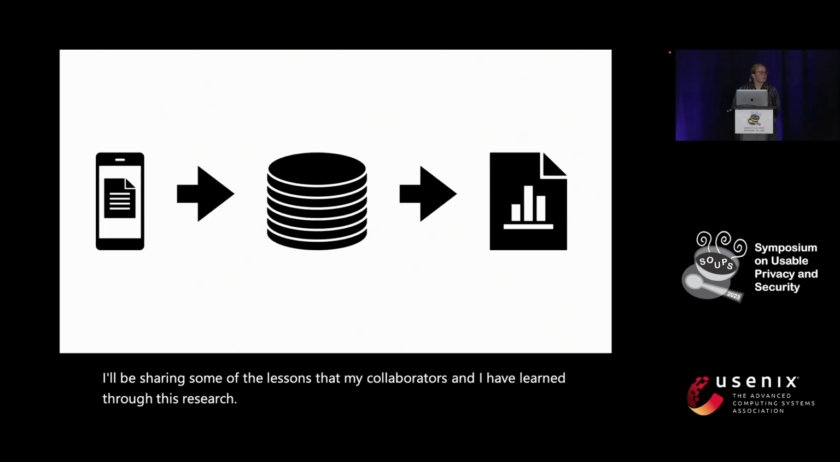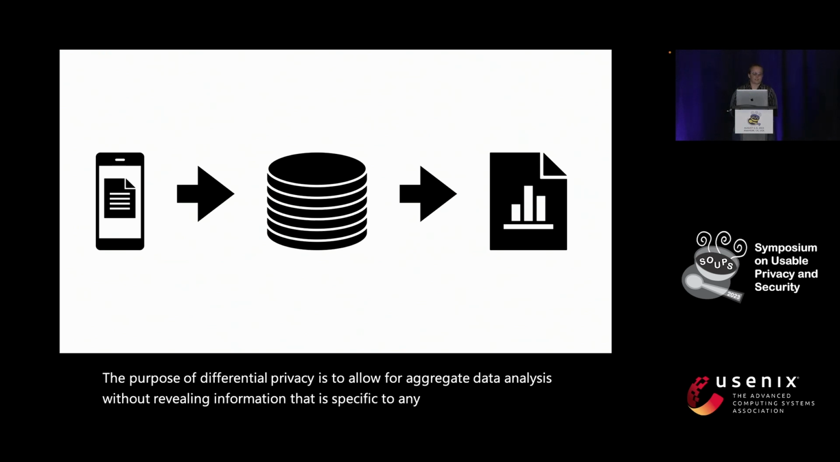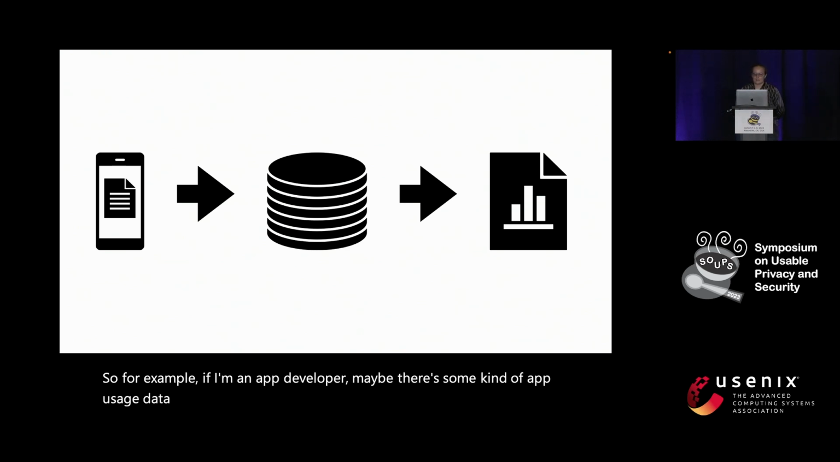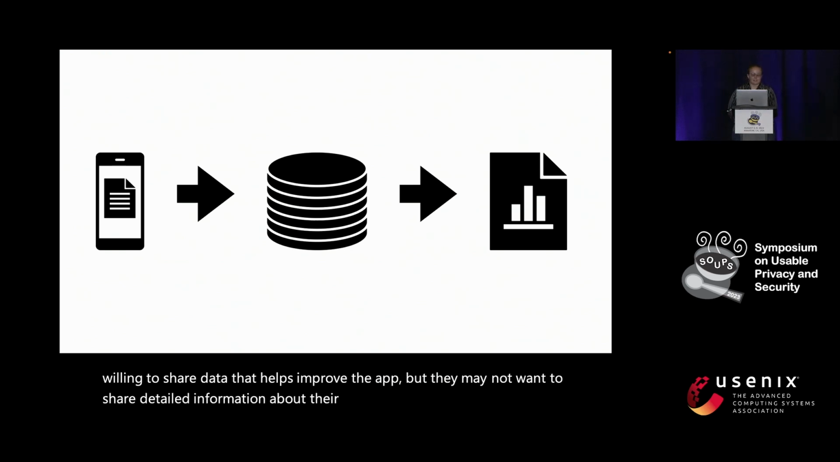The purpose of differential privacy is to allow for aggregate data analysis without revealing information that is specific to any particular individual. For example, if I'm an app developer, maybe there's some app usage data I want to collect so that I can improve the app. Users may be willing to share data that helps improve the app, but they may not want to share detailed information about their app usage at an individual level. So we want to hide those details that are specific to individuals while still getting this bird's eye view of the general patterns in app usage across all our users.